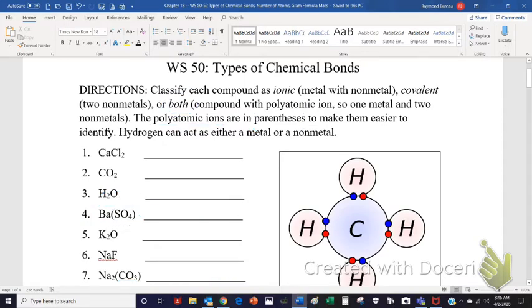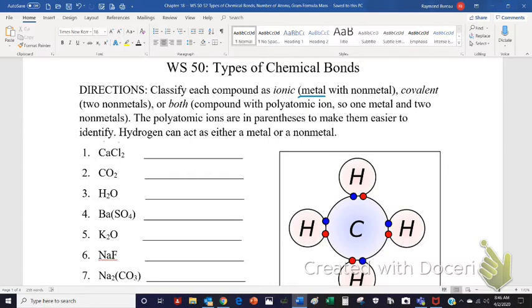I'm going to do the first 7 that you see on your screen and then leave the rest of the page for you to try, and then we'll move on to page 51. All right, so number 1 says calcium chloride. First question to ask, do you see a metal? And in calcium we do. So we have a metal, calcium, and a nonmetal, chlorine.